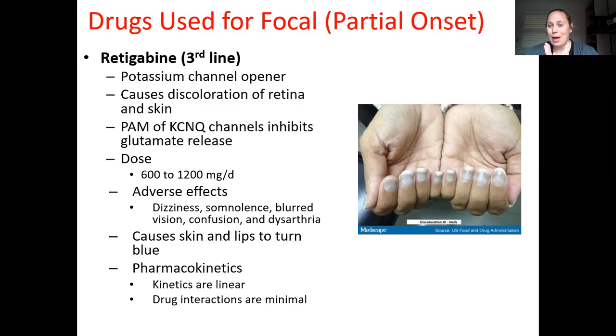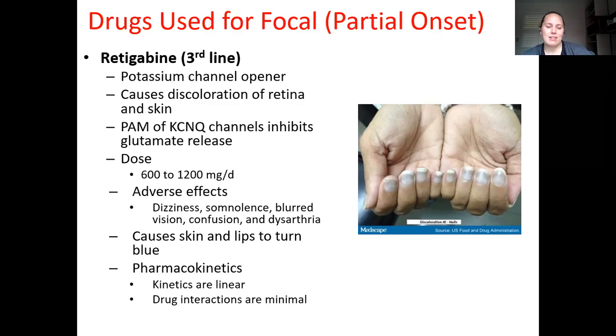And so a positive allosteric modulator doesn't compete for the site of action that an antagonist or an agonist would. It's got its own allosteric site. For the potassium K and Q channels. The dosage you can see there, roughly 600 to 1200 milligrams daily.